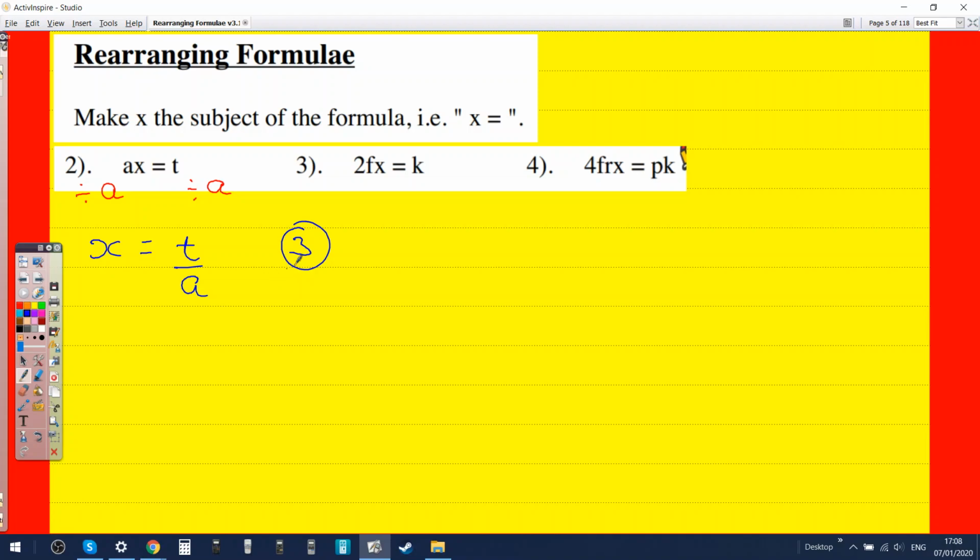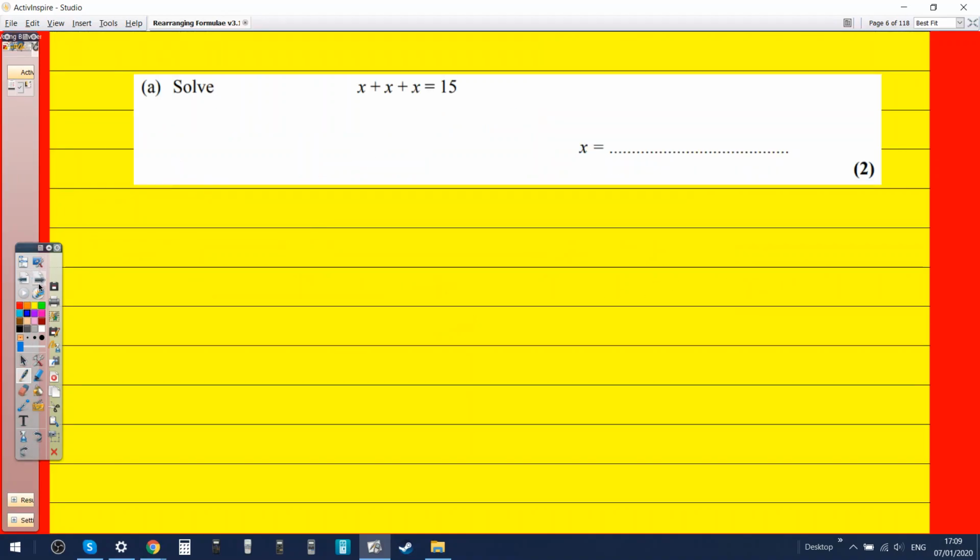It would be x equals k divided by 2. 2f. 2f, well done. And last one. Would it be x equals pk divided by 4fr? Well done. Okay, how about this one? Solve for x.